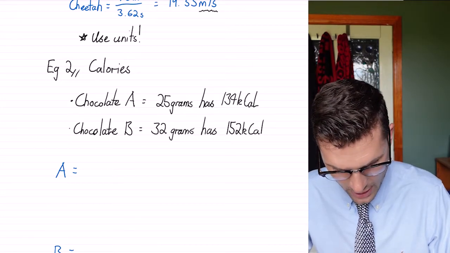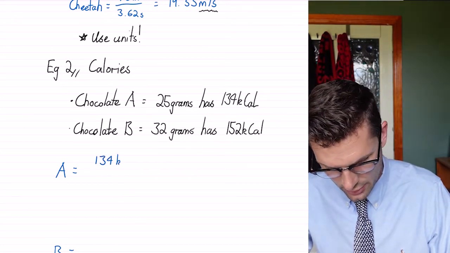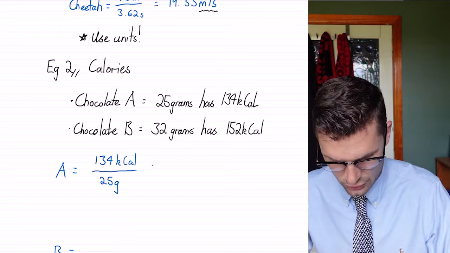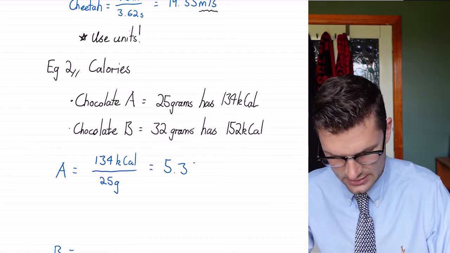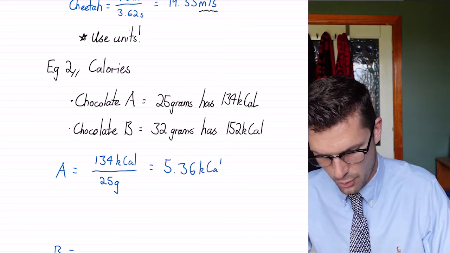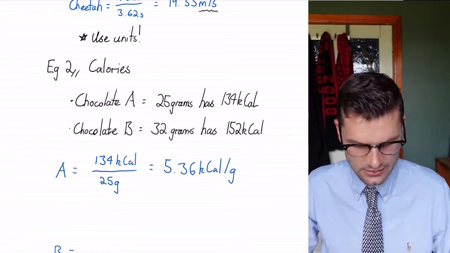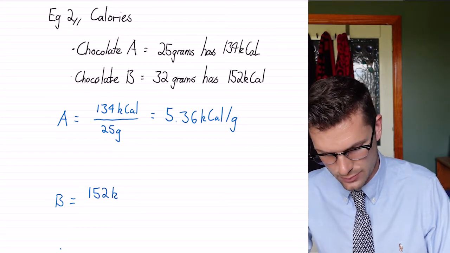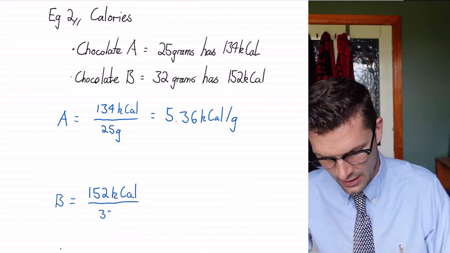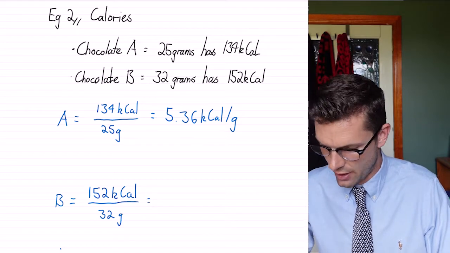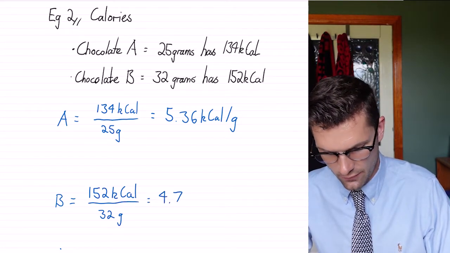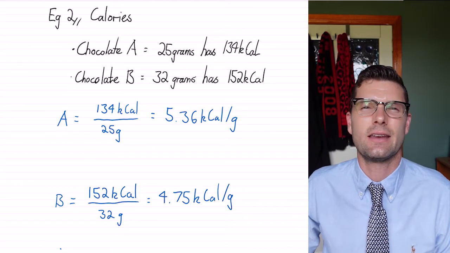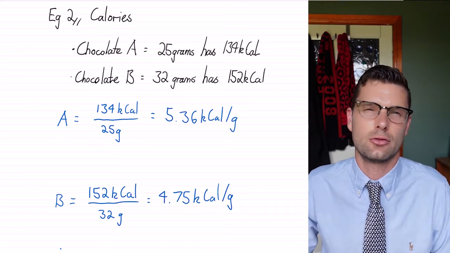So for that, we've got 134 calories divided by our 25 grams, which is equal to 5.36 kilocalories per gram. And that's our final answer for that one. Chocolate B has 152 kilocalories per 32 grams. So if we divide that to find out what's in one, we're left with 4.75 kilocalories per gram. So we can see that the second one here has less calories per gram.